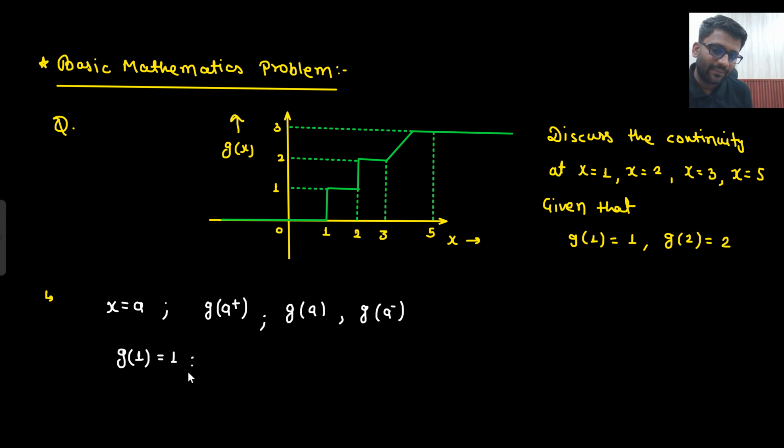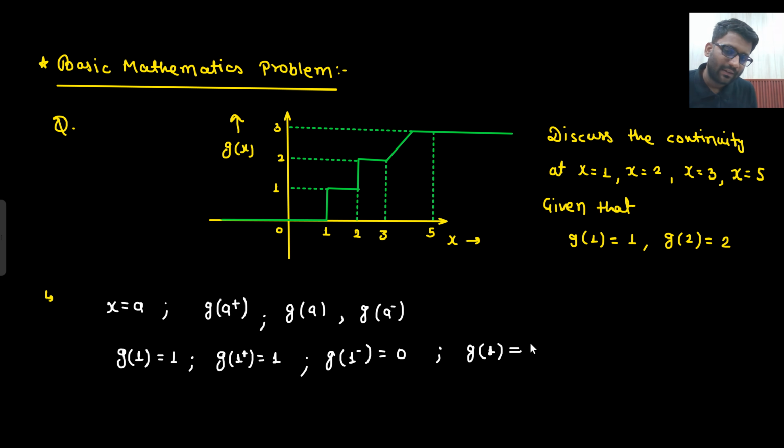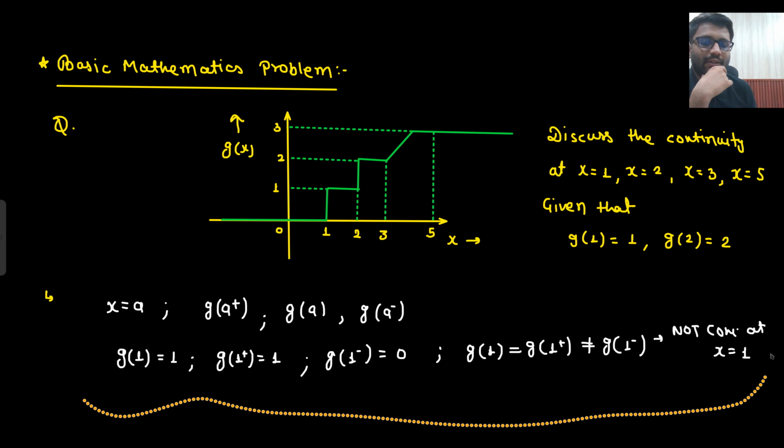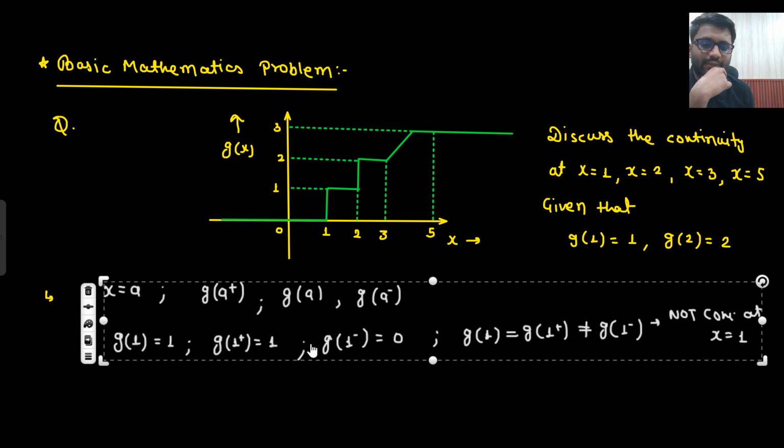So G of 1 is 1, that is given. Now let's talk about G of 1 plus. What is G of 1 plus? Just ahead of 1. What is the value you are getting? 1 only. So G of 1 plus is equal to 1. And what is the value of G of 1 minus? Just below 1. What is the value you are getting? 0. So here what you see is that G of 1 is equal to G of 1 plus, but that is not equal to G of 1 minus. That means it is not continuous at x equals 1. Are you able to understand this point? So your graph is not continuous at x equals 1.